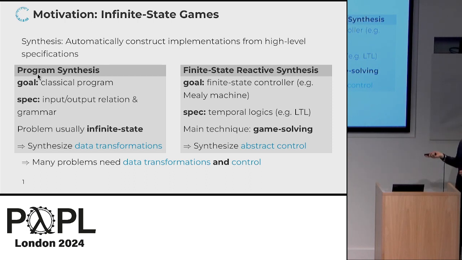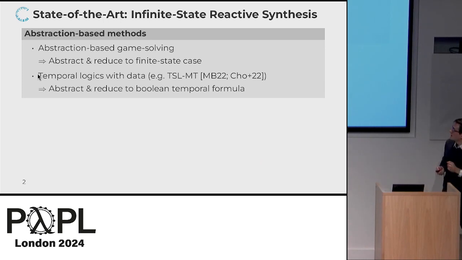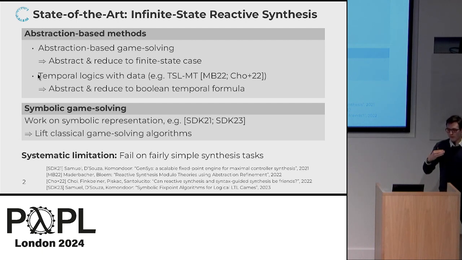In the past, the problem has already been studied, and one main method is based on abstraction. The idea is you take the data that you have, abstract it to some kind of finite abstraction, and then reduce this to your finite state method. For example, there are methods to reduce it to finite state games, or to reduce the synthesis problem: if it's formulated in a logic that talks about data, you build an abstraction and then reduce it back to some kind of finite Boolean logic, for example, again, LTL. Another way is to take the classical algorithms, for example for solving games, and then lift them up such that they can handle the data in a symbolic way.